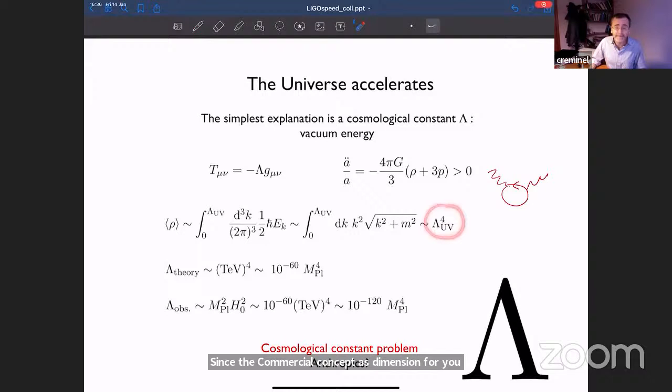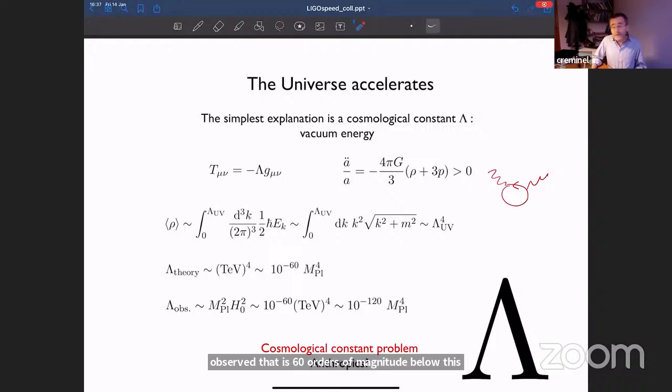And we don't really know where this integral should be cut off, but since we have no evidence of new physics, at least up to the TeV scale, which is the scale probed by the LHC, we could guess, for instance, that the cosmological constant is of order TeV to the fourth. But this is a huge number compared to what is observed, because what is observed is 60 orders of magnitude below this number, and we have really no explanation.